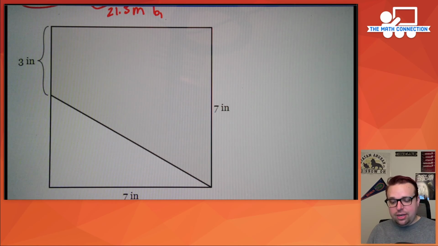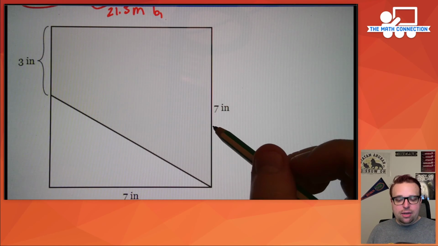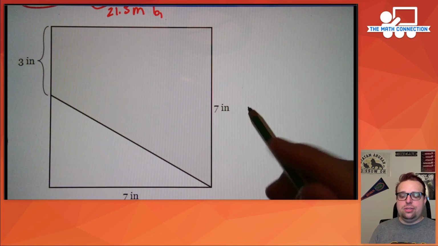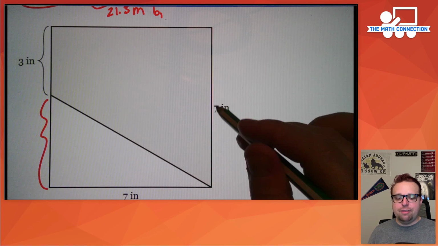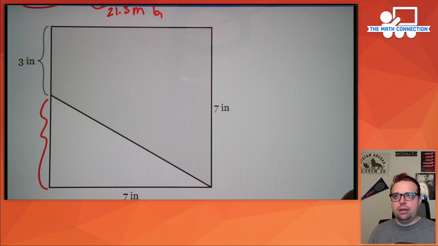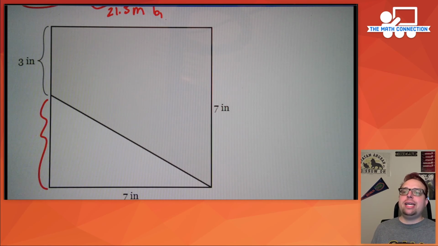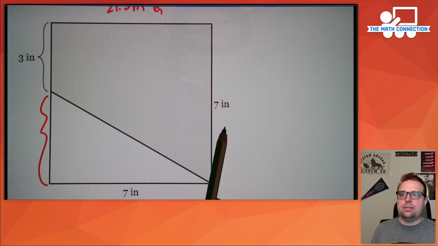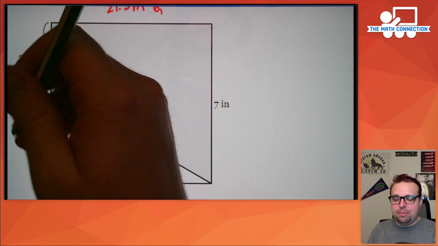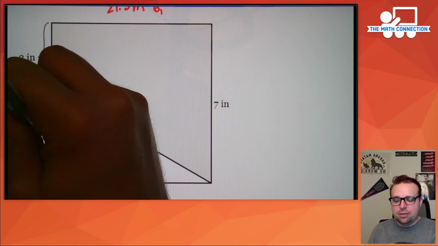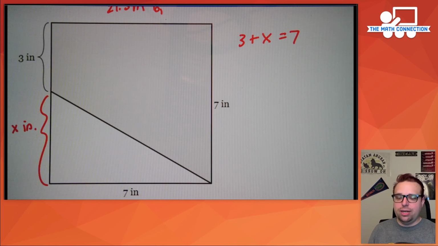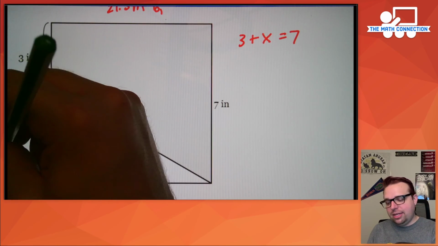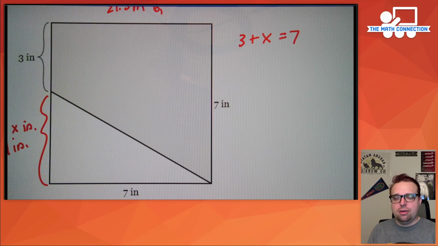Okay, to find the area of the entire figure, we're making an assumption that these two sides are the same. So 3 plus something has to give me 7, because the whole thing is 7. Actually, I'm not even making an assumption, because if this side and this side are the same, the other two sides must also be the same. That's how a square works. So 3 plus something, we'll call it x inches, has to be 7. So 3 plus x is 7. What is the number? It's 4. So this is 4 inches.